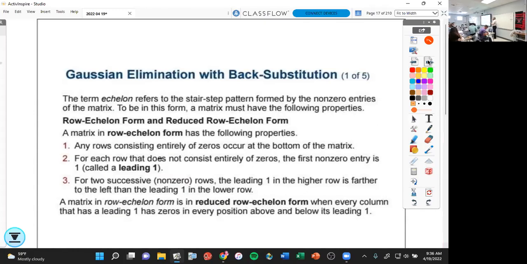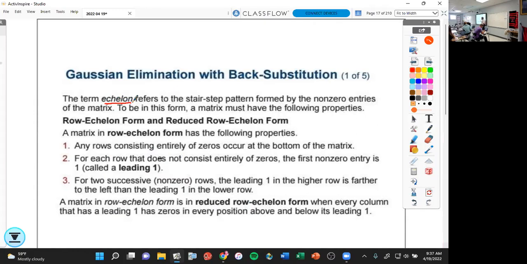The term echelon refers to the stair-step pattern formed by the non-zero entries of the matrix. To be in this form, a matrix must have the following properties. We're working on putting a matrix in what's called echelon form. To be in echelon form, the main diagonal has to be 1s. The numbers below those 1s are going to be 0s. Okay, so here we go. Row echelon form, and then we'll talk later about reduced row echelon form.